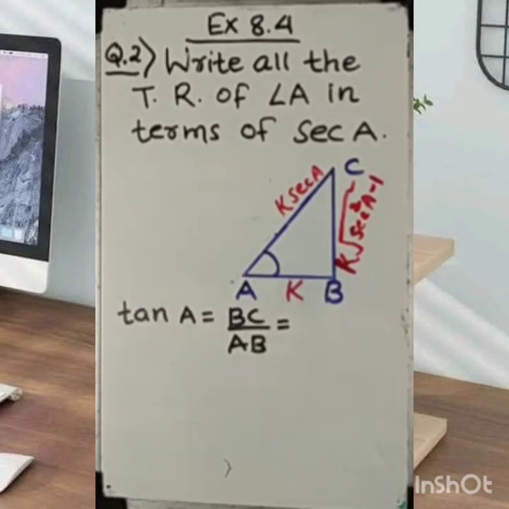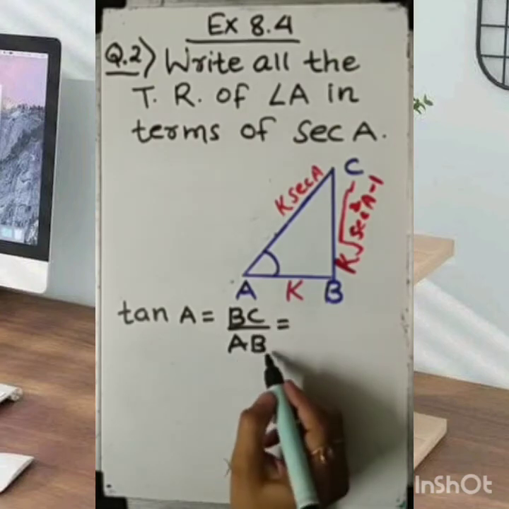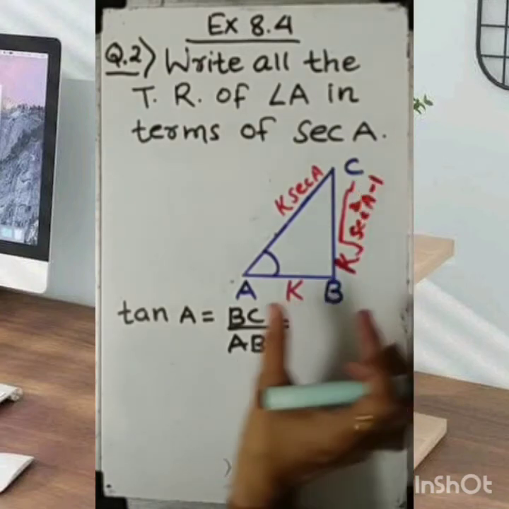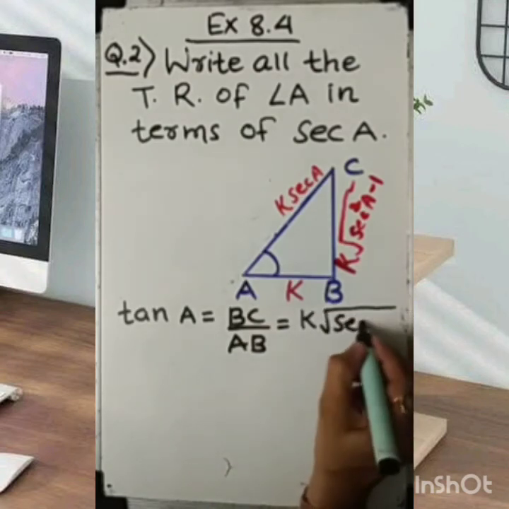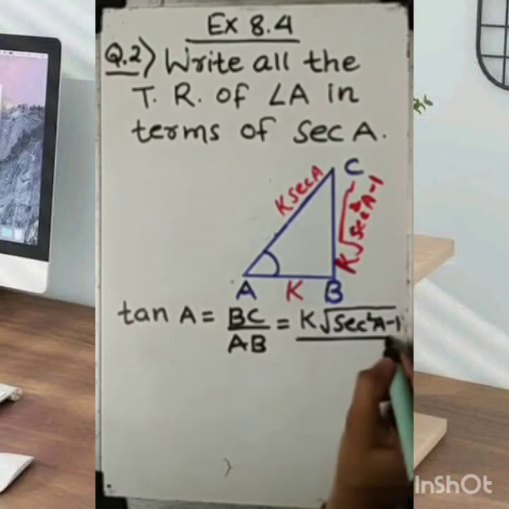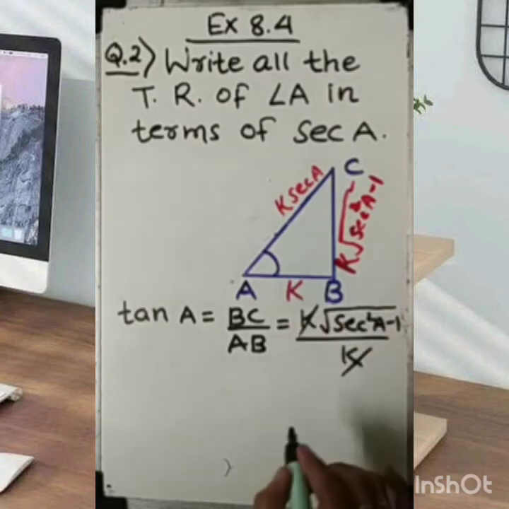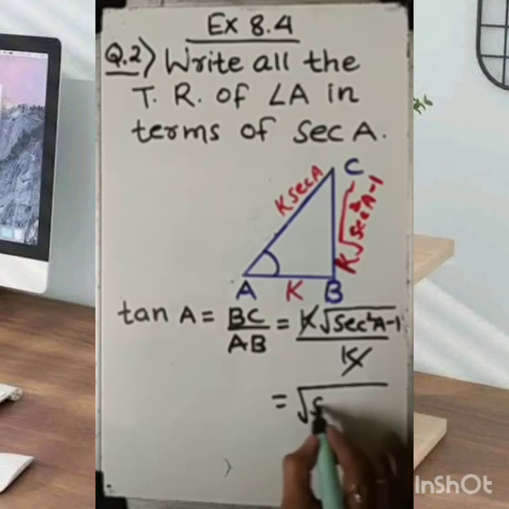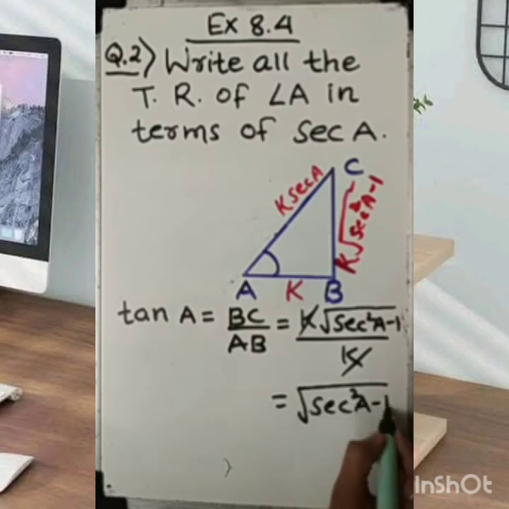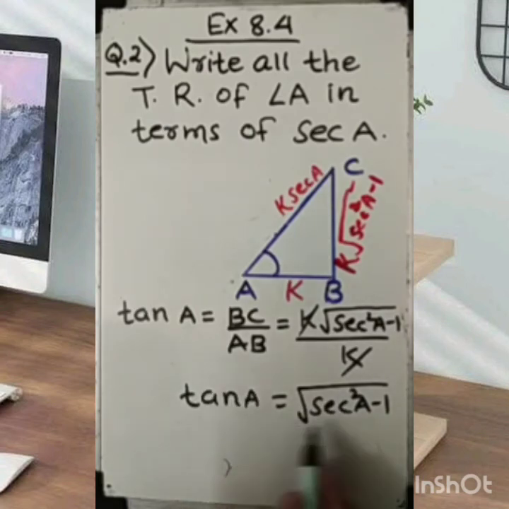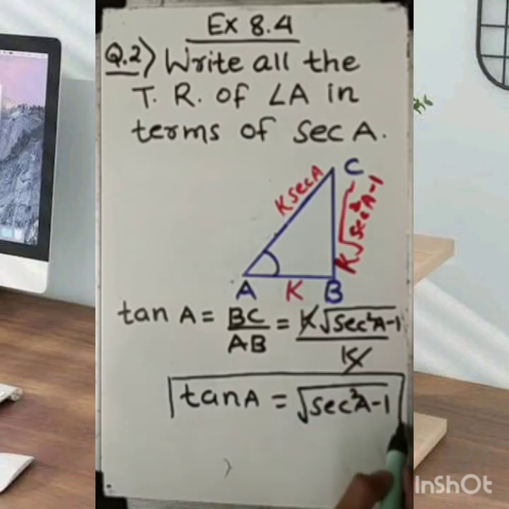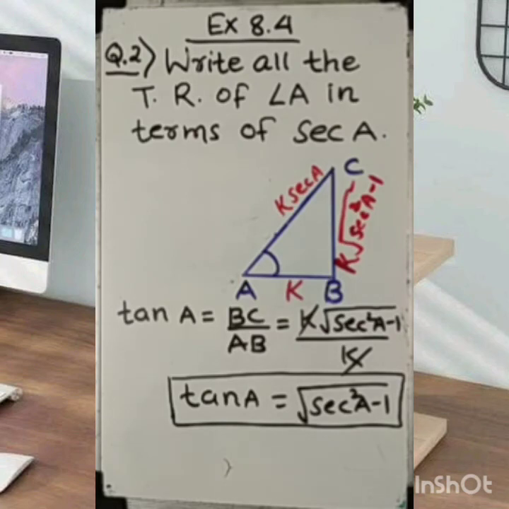So my dear student, here tan A equals BC upon AB. This is BC upon AB. So I need to mention K under root of sec square A minus 1 upon K. So K and K will be cancelled. Its value will be under root of sec square A minus 1. This is the value of tan A. Okay, please note down the value of tan A in the sec form. We are getting under root of sec square A minus 1. That is an identity actually, which I am going to explain to you today.